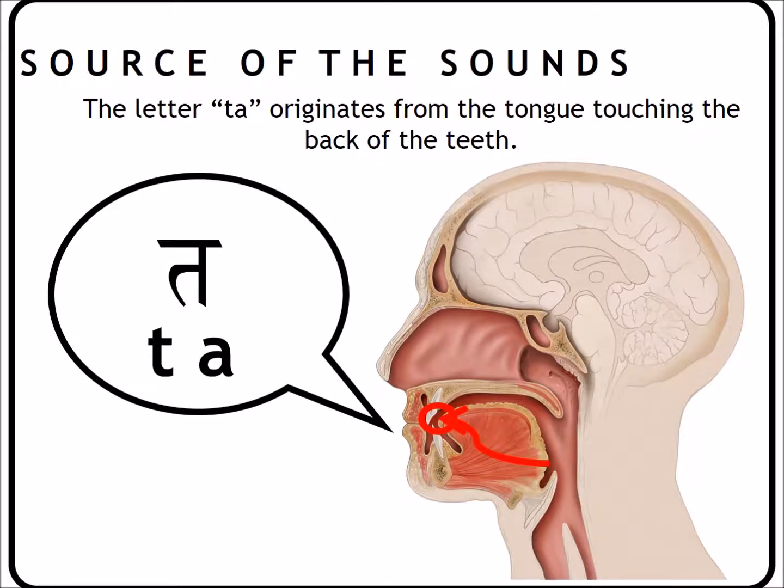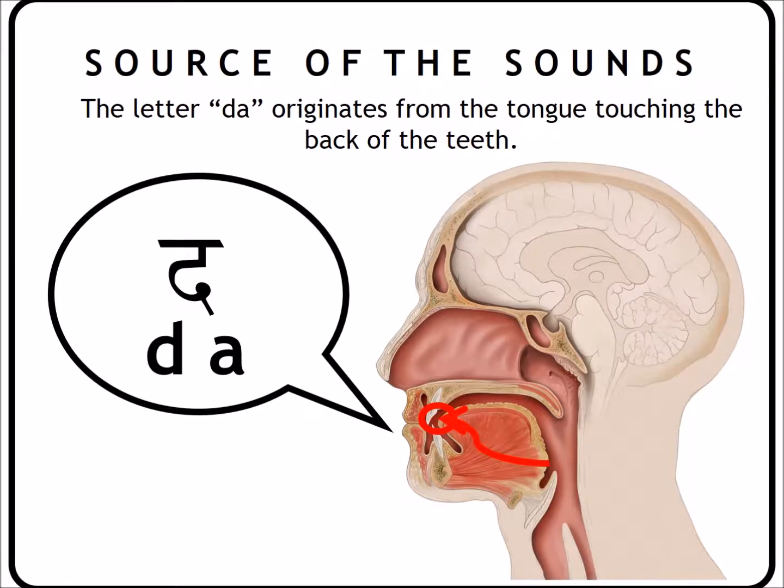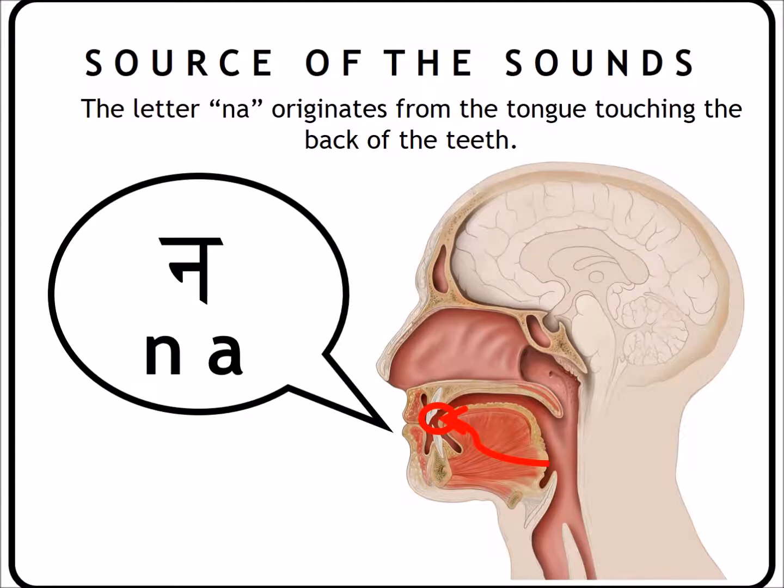Again, just to reemphasize, these are letters where you need your tongue touching the teeth. If you look at the diagram of the face, you'll see that the red arrow, which represents your tongue, is going to touch the teeth. So your letters are ta, tha, da, dha, and na.